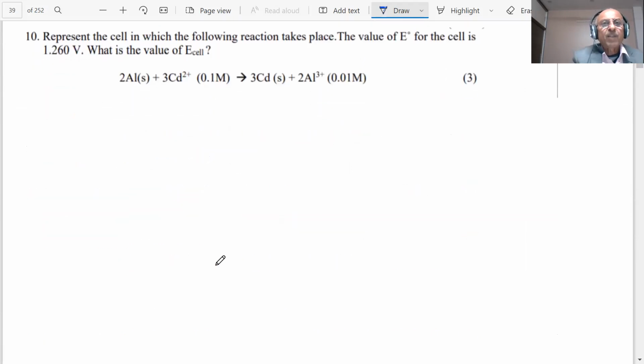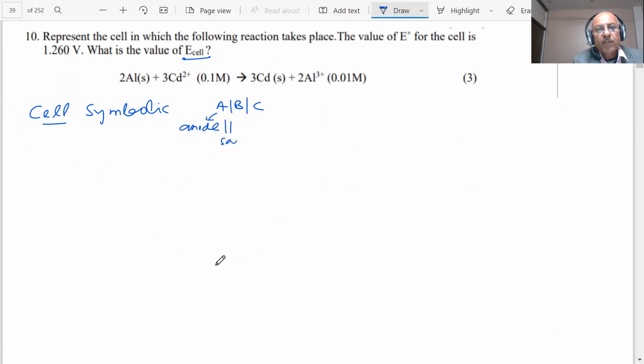Another question is coming. Represent the cell in which the following reaction takes place. The value of E0 for the cell. What is the value of the E cell? First he says represent the cell. How do you represent the symbolic cell? How do you represent? We have told you A, B, C, student. What is that? Anode, salt bridge, and cathode.